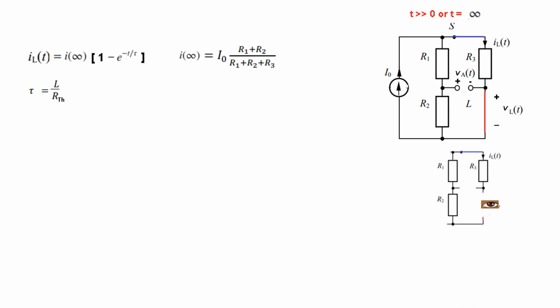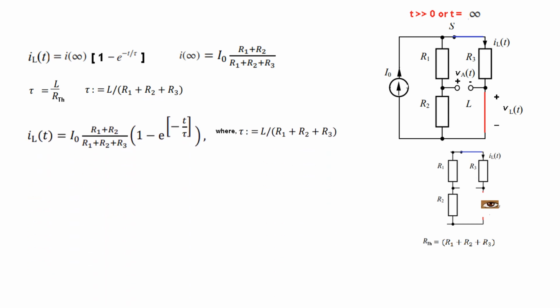Now for R Thevenin, you know that the source has to be made 0. Therefore, this current source is open circuited, and we look from the inductor. So our I is here, and we are looking from here. We'll see all these three in series. That means R Thevenin is R1 plus R2 plus R3. So tau will be L divided by R1 plus R2 plus R3. And now we are ready to finalize this equation.